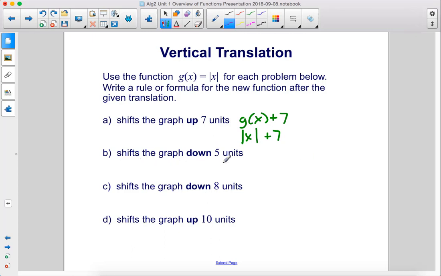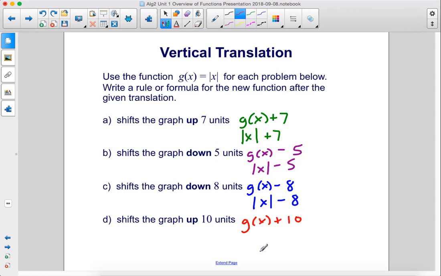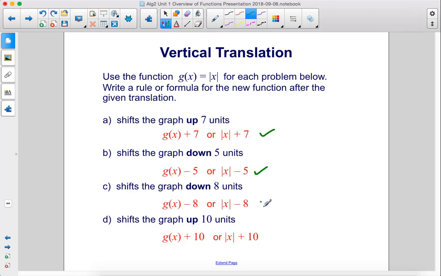Shifts the graph down 5 units. g of x minus 5. Absolute value of x minus 5. Shifts the graph down 8 units. That would be g of x minus 8, or the absolute value of x minus 8. Shifts the graph up 10 units. g of x plus 10, or the absolute value of x plus 10. And there we go.